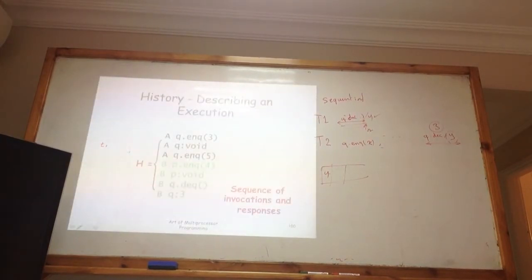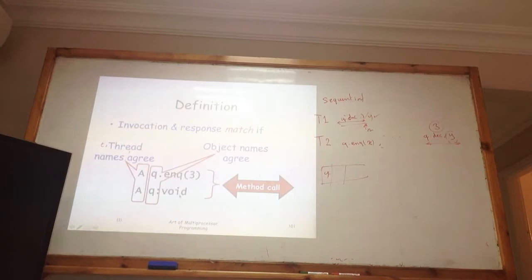This is an example of a history. A enqueues 3 in Q, A gets void, because Q doesn't return anything, and then A enqueues 5 in Q. These are still pending responses from Q to A. Then B dequeues from Q and gets 3. Usually there should be a match between the invocation and the response.